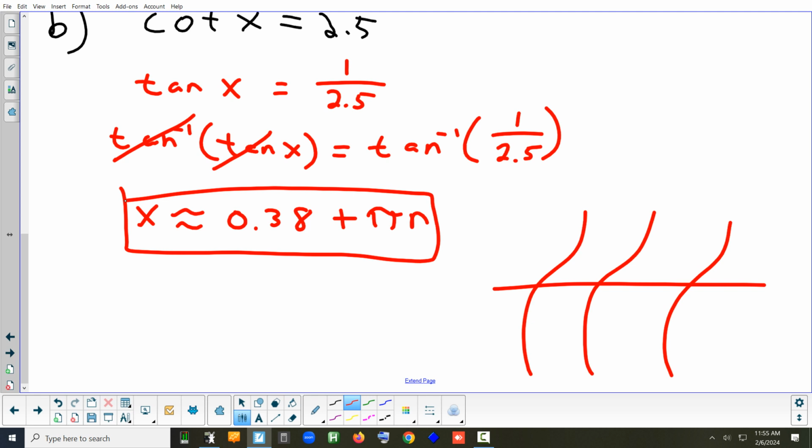If there was a second answer, I'd do the same thing again. I'd say, all right, tangent is positive in which 2 quadrants? This one and this one. And then I'd say, okay, I've got my reference angle, it's 0.38. How do I get the other answer? Well, in this quadrant, that's pi plus your reference angle, or 180 plus your reference angle. But I don't need to do that.